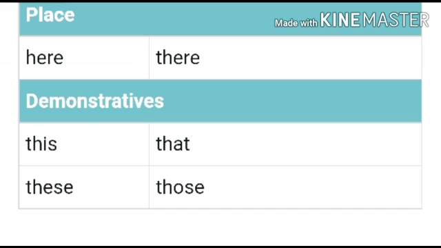Now look at the demonstratives. This will change to that. These will change to those.